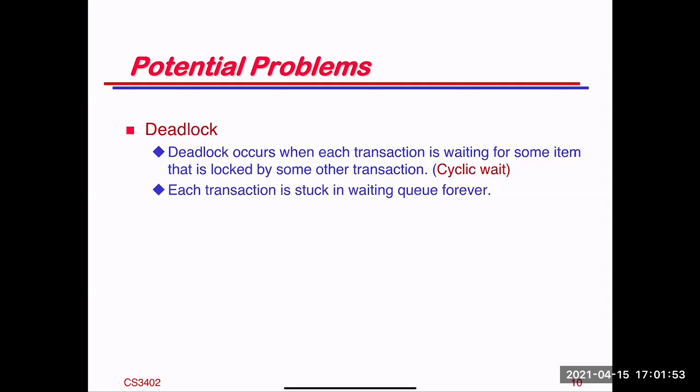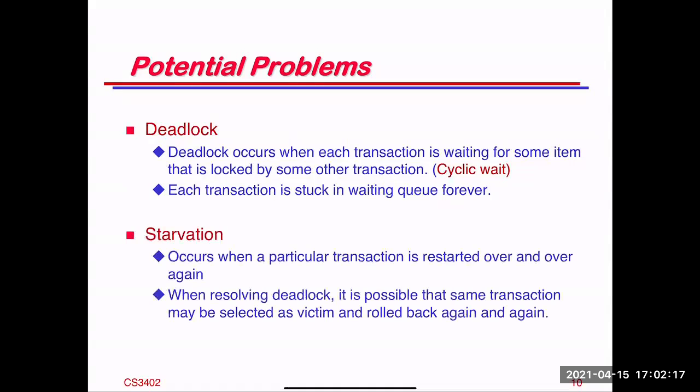If you draw a graph of these transactions, this is called the wait-for graph. We will see that later on. Then you'll see that you have a cycle in that graph. So that's why this is called a cyclic wait. Okay, so if there's a deadlock, then each transaction is stuck in the so-called waiting queue forever.